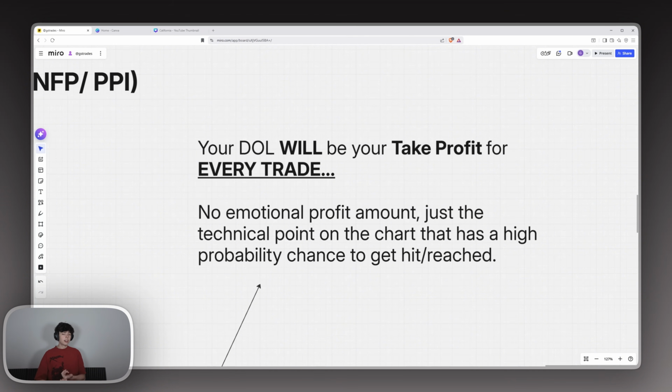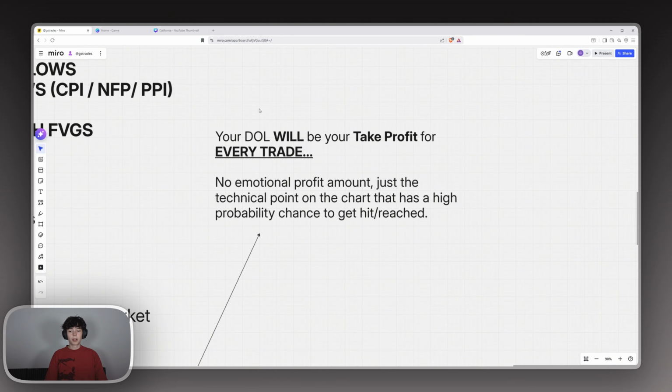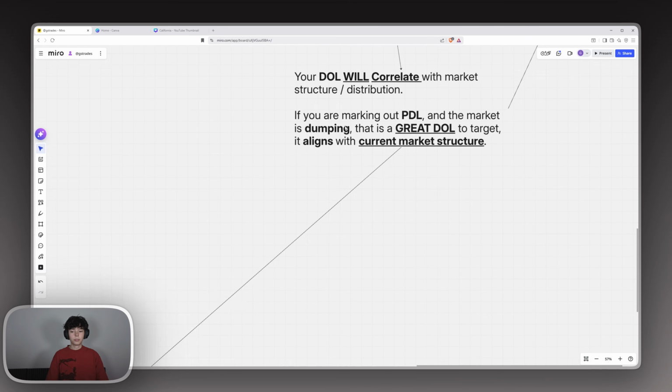Also, do not take profit at an R multiple. If you're up 1R, don't just TP because you're up 1R. Don't TP because you're up 2 or 5 or 10 or 50. Do it at your draw on liquidity. Your draw on liquidity will be your take profit for literally every single trade.